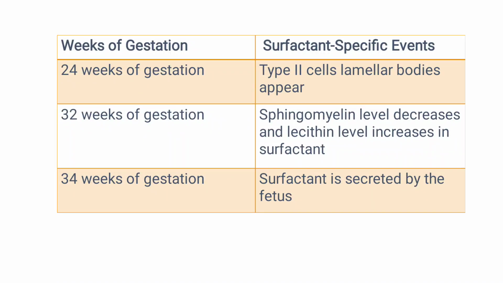Now, how can we diagnose this case? The maturity of the lung matters if premature delivery is required, if the mother is having premature onset of labor. For this we must know how surfactant is generated. At 24 weeks gestation, type 2 cell lamellar bodies appear. Then at 32 weeks of gestation, the sphingomyelin level decreases and the lecithin level increases in the surfactant. And at 34 weeks of gestation, surfactant is secreted by the fetus.